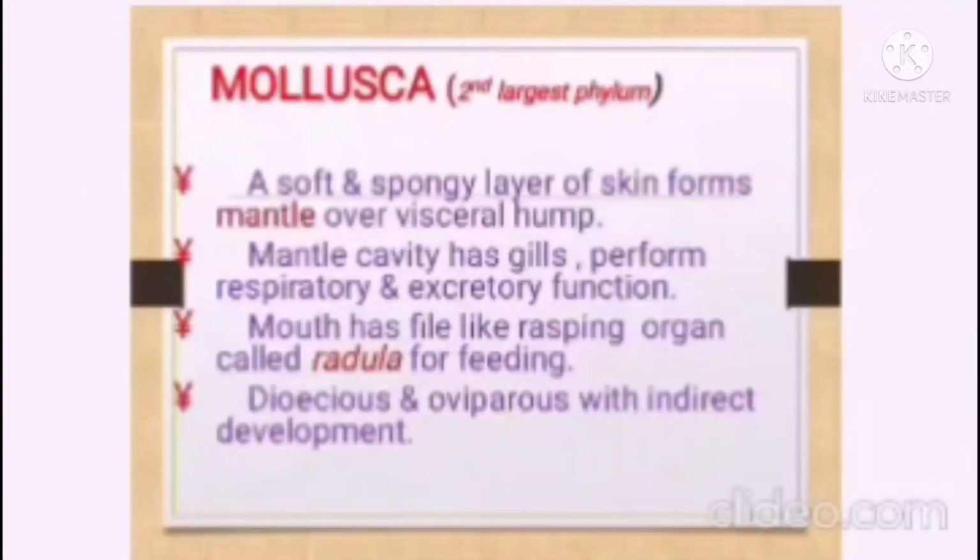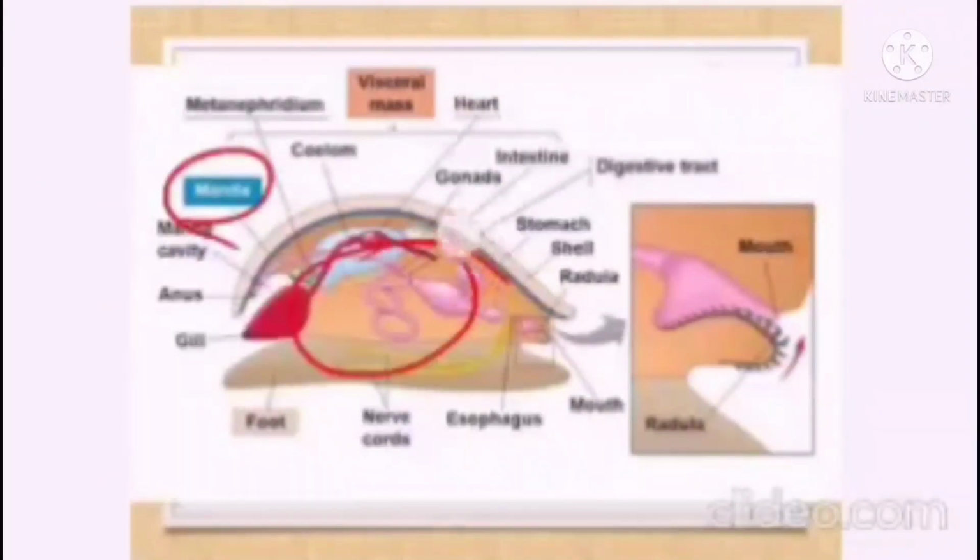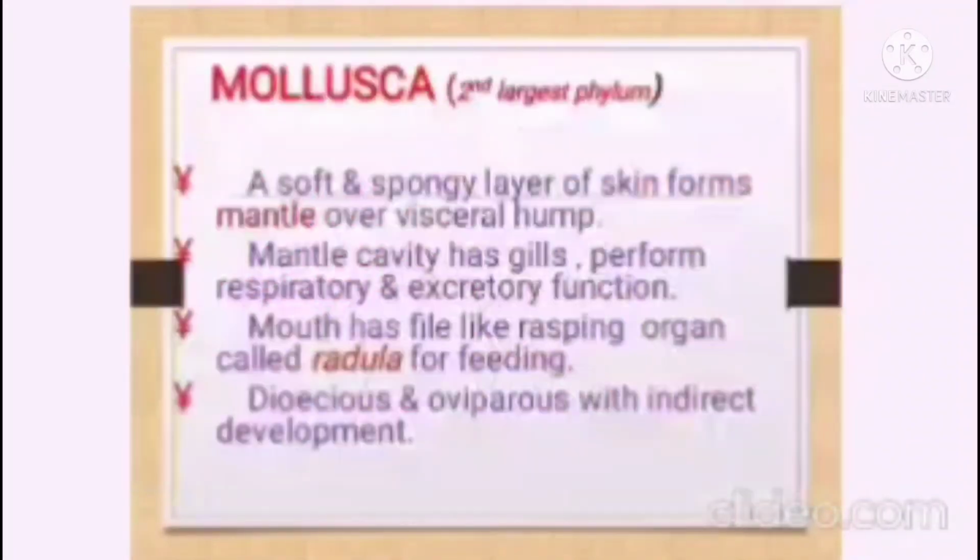Now moving on to some other points. A soft and spongy layer of skin forms the mantle over the visceral hump. So you can find here the mantle is one portion, isn't it? So this is the visceral hump, and just above the visceral hump you can find a soft layered structure called as what? The mantle, right.